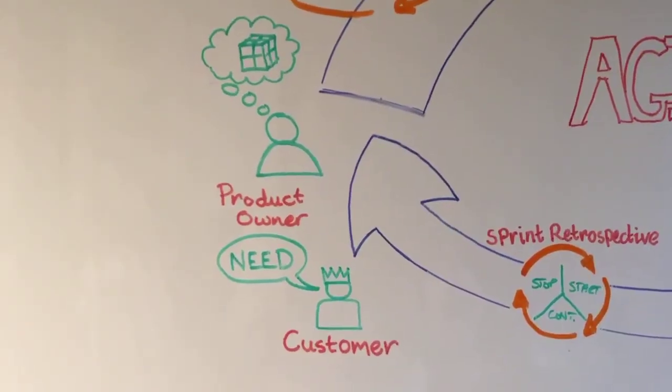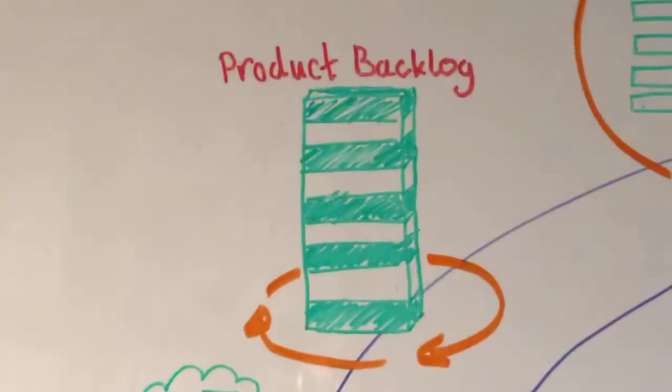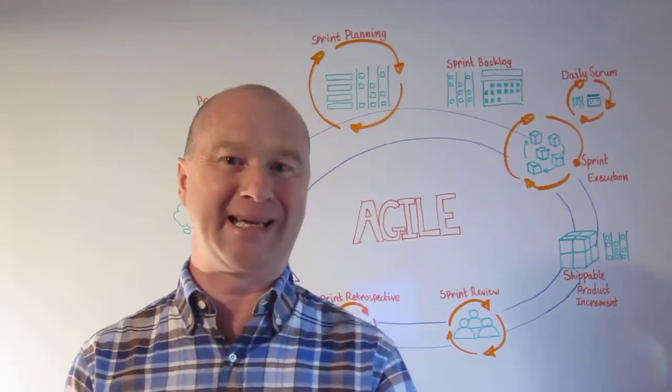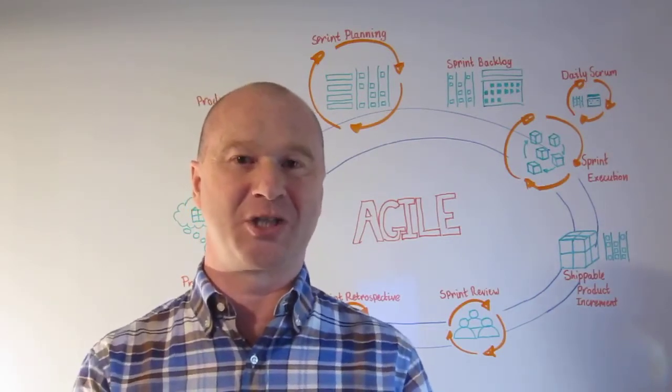Once this is completed, the cycle starts again with the prioritization of the backlog, selecting the deliverables, processing into sprint planning, and so on. That is a simple introduction to Agile.